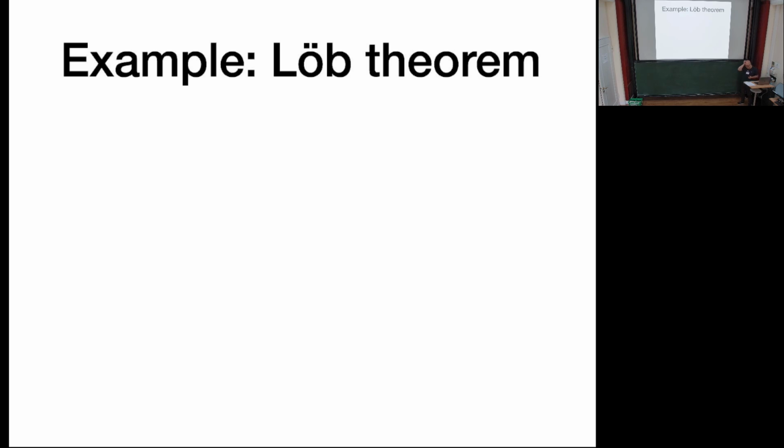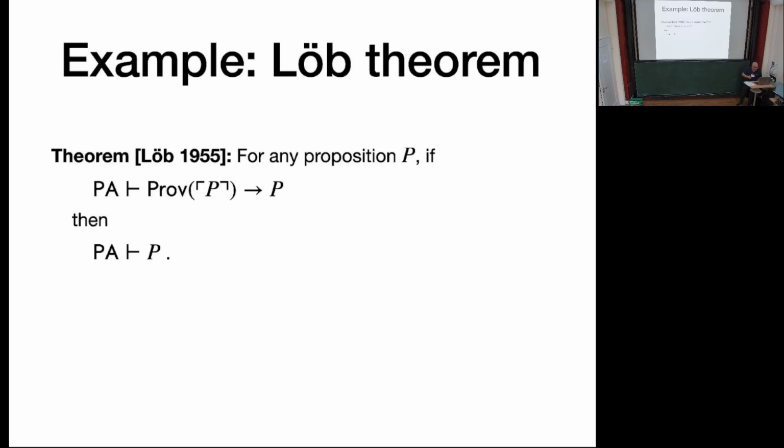So, for instance, you have very surprising results like Löb's theorem. Löb's theorem says the following. For any proposition P of Peano arithmetic, if Peano arithmetic can prove that the provability of P implies P, then Peano arithmetic can prove P. This is a surprising result. To prove P, it is enough to prove that from the provability of P, you can deduce P. For me, it's hard to understand. It's hard to have an intuition why this is true.